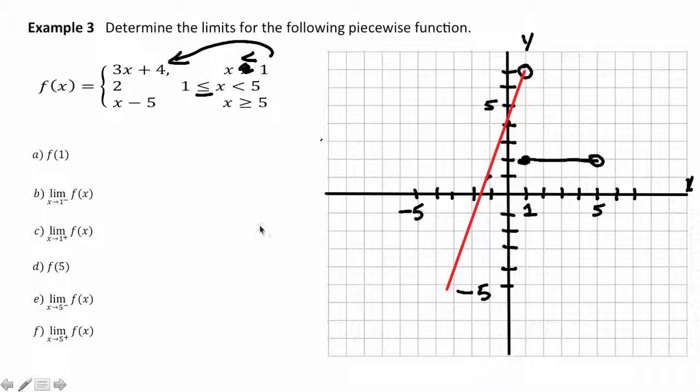Okay. Then we have x minus 5, when x is greater than or equal to 5. So we're just going to plug in 5. So you get 5 minus 5, which is 0. So that means we got a point at (5, 0), and that is an actual filled point there.